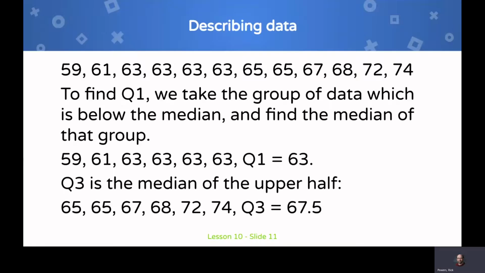There's the data. To find quartile 1, we take the group of data which is below the median and find the median of that group. Here are the list of 6 numbers that are below the median. And the median of those 6 then is quartile 1, which would be 63. Q3 is the median of the upper half. So we have 6 numbers which are above the median. And the median of those numbers, quartile 3, then would be 67.5.